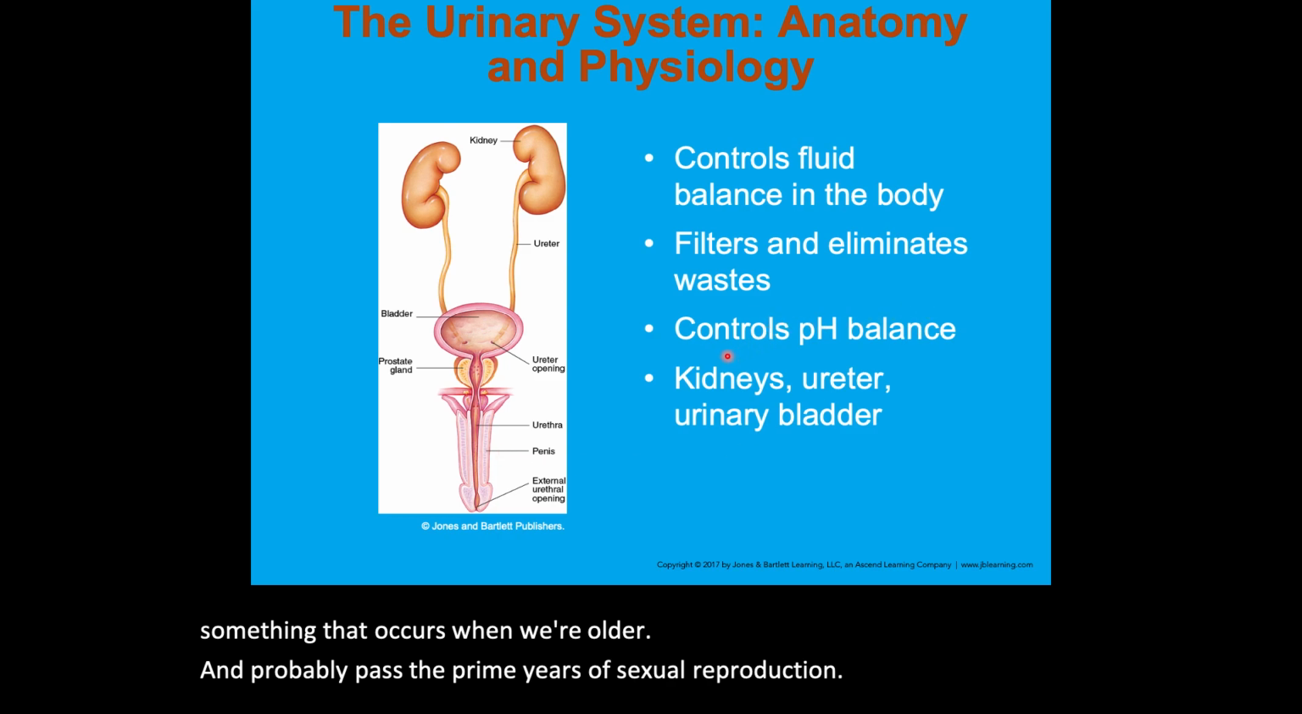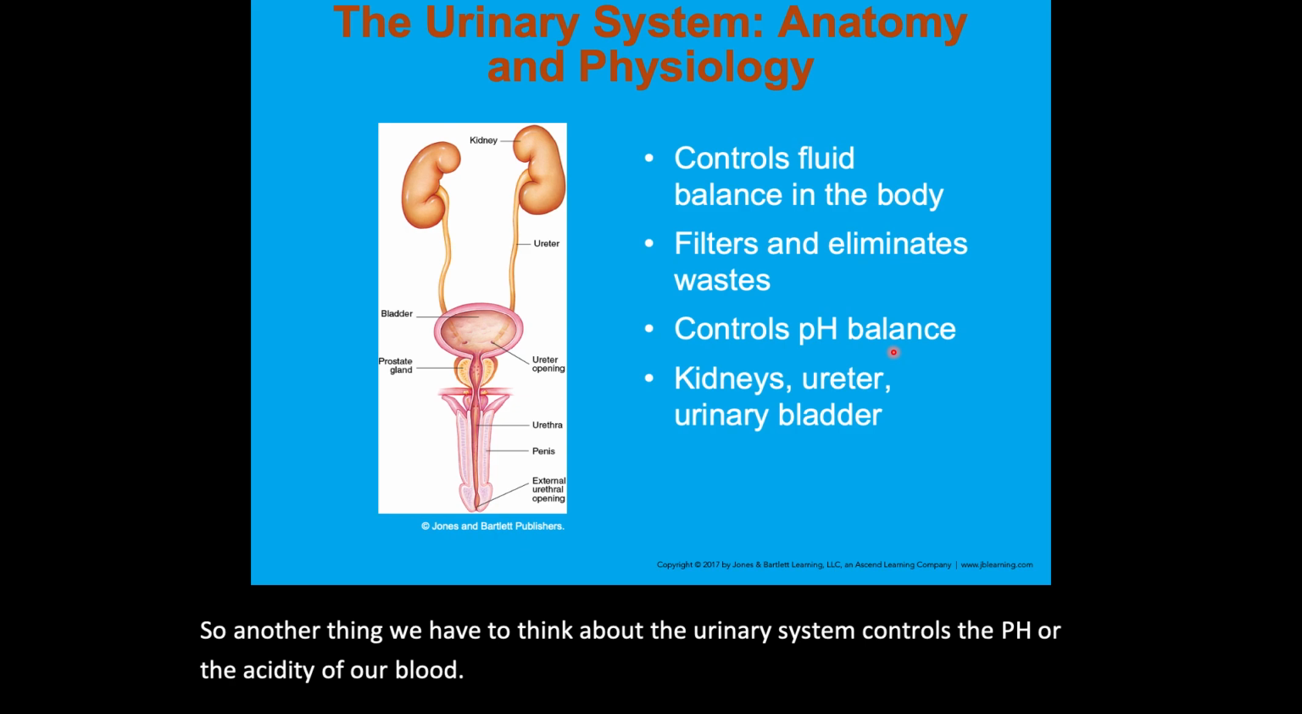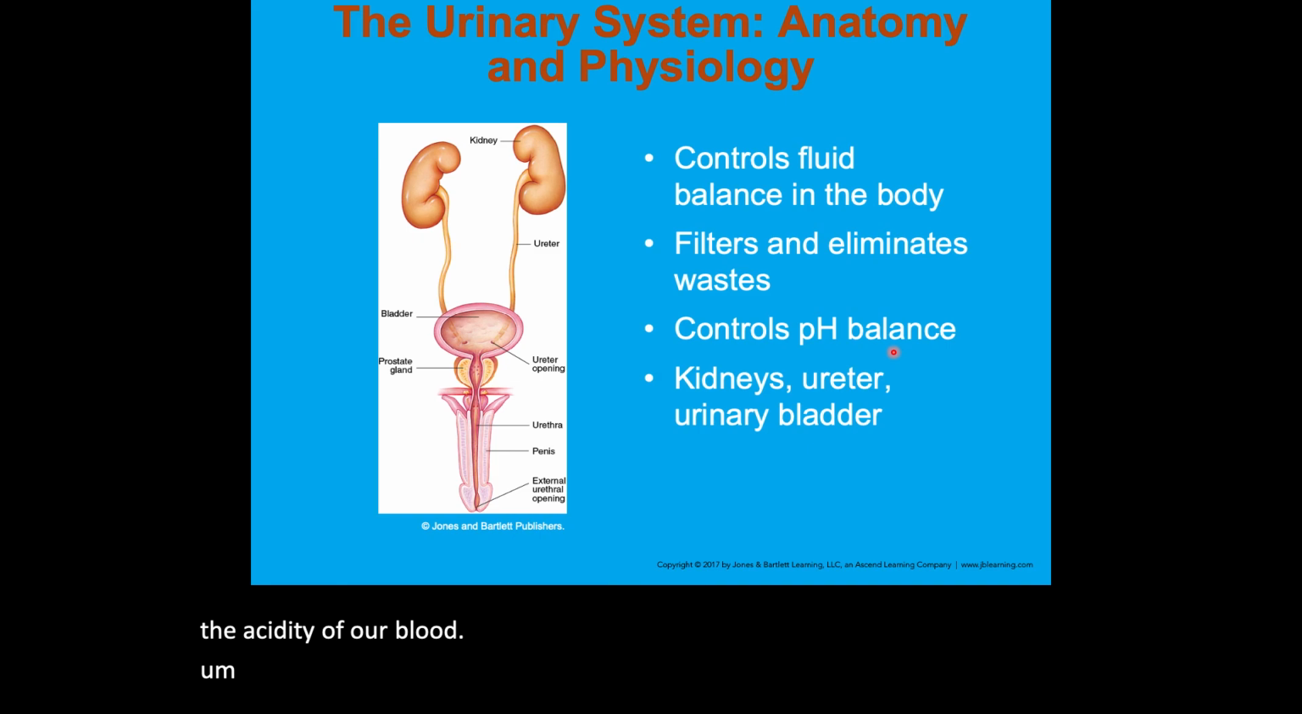So another thing we have to think about, the urinary system controls the pH, or the acidity of our blood. And it filters out those wastes and controls that fluid balance.